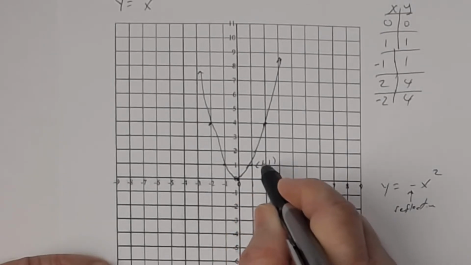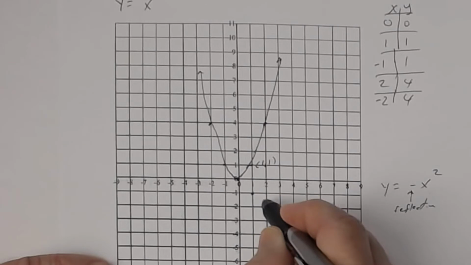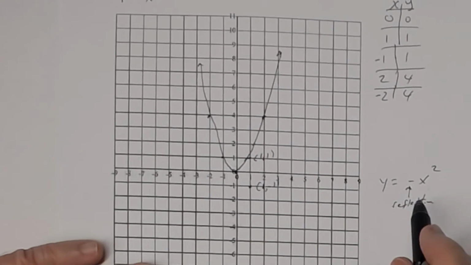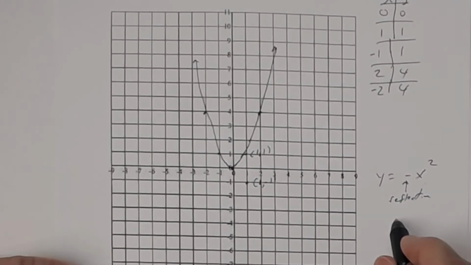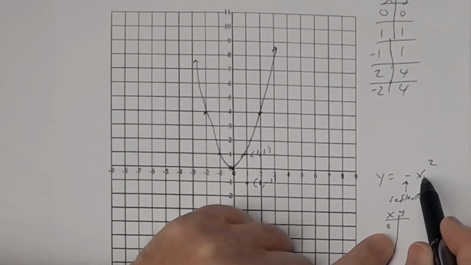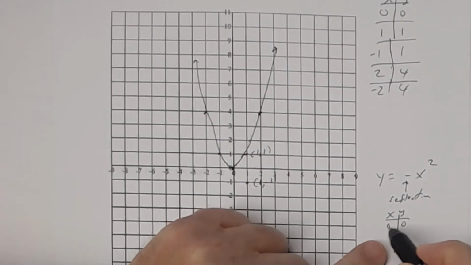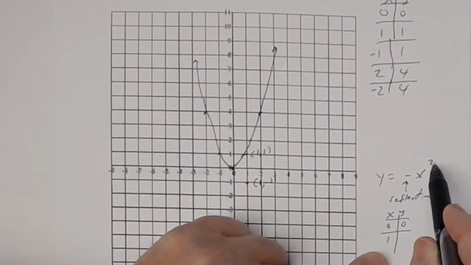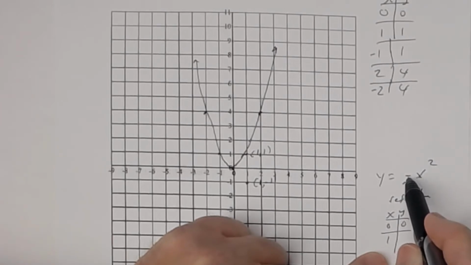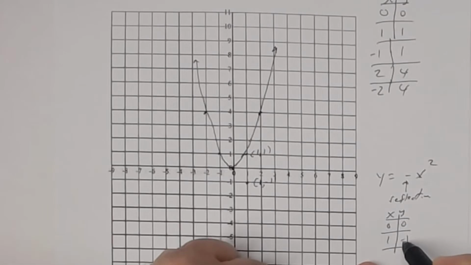So when you reflect it about the x-axis, it becomes the point 1, negative 1. All right. But if you didn't remember the idea about reflection, hopefully you did, use a t-table. If x is 0, 0 times itself is 0. The opposite of 0 is 0. If x is 1, 1 squared is 1. The opposite of 1 is negative 1. See that? 1, negative 1.